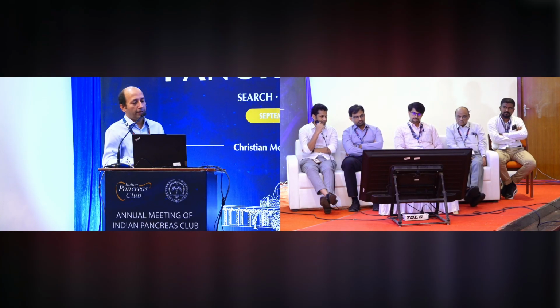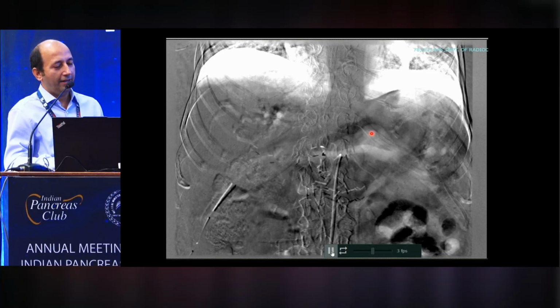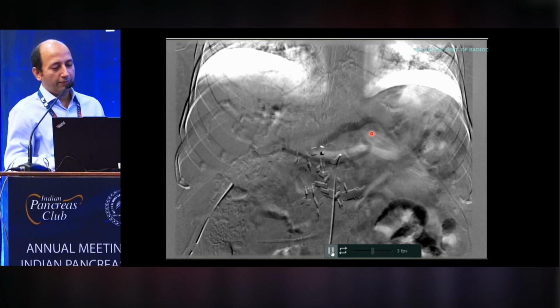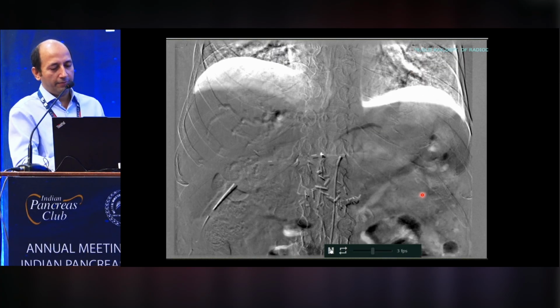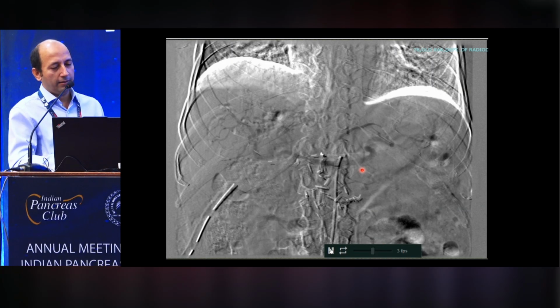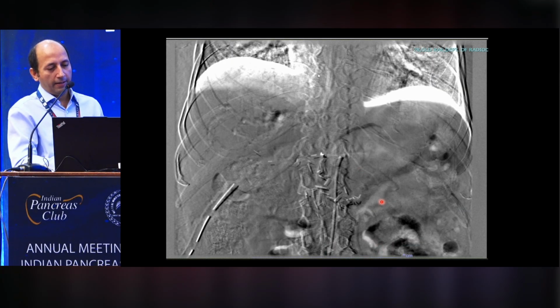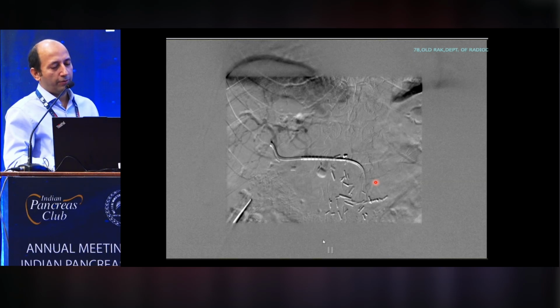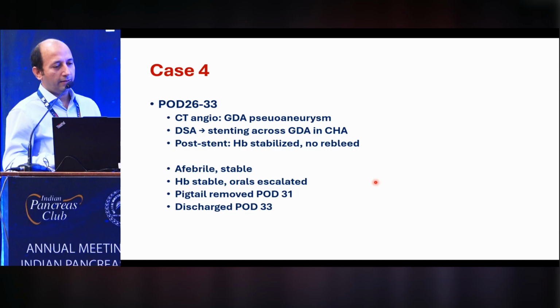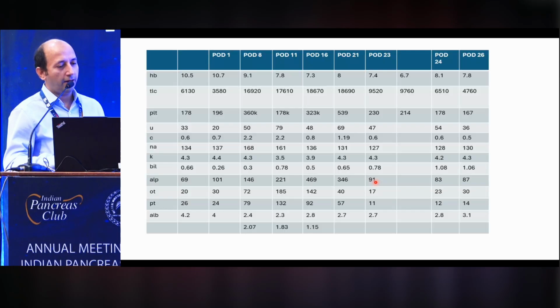So we did the DSA, and this is a DSA image. There was a GDA bleed, and our radiologists felt that they were not able to do the glue embolization, and they did the stenting of the common hepatic artery. Yeah, it's a covered stent, sir. It's a short covered stent. Yeah, this is the stent. So that was done, and after that, the patient has improved. Hemoglobin is stable. The drain was removed on day 31, and he was discharged on day 33.